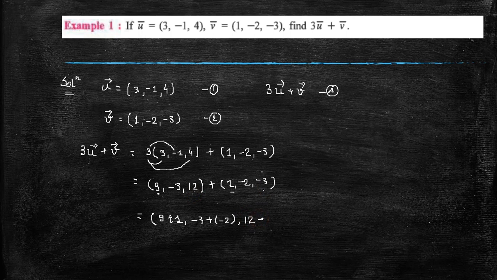12 plus -3. So let us just simplify this thing. 9 plus 1 means 10, -3 is already there. We have to add -2 into -3, so it will give us -5, and 12 minus 3 will give us 9. So this is the result of 3u plus v.